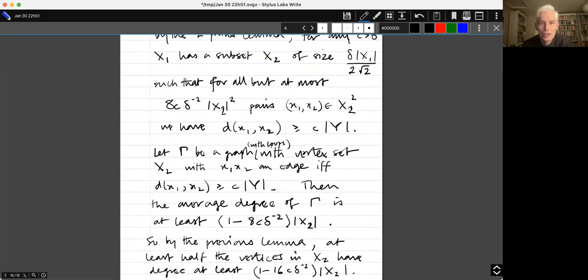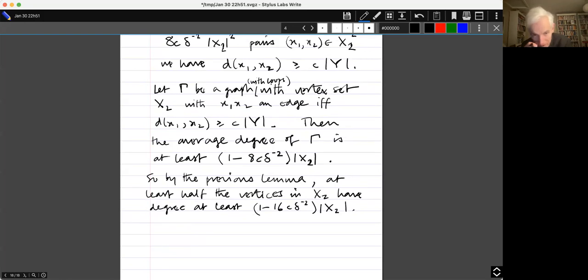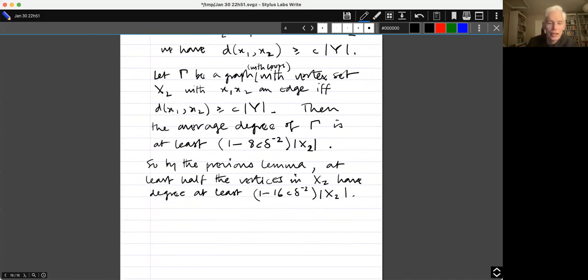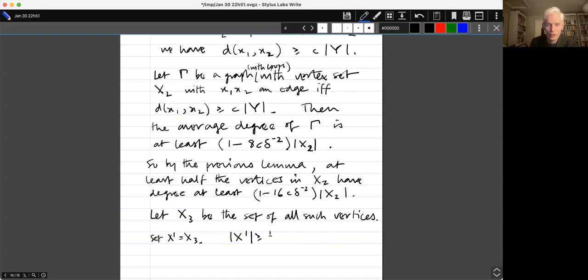But we'd passed to this subset x2, and we've been living inside x2 for all this time. So let x3 be the set of all such vertices, so all vertices that have degree at least this in gamma. And just while we're at it, let's see what size, and then we'll set x dashed to be x3. So let's see what size x dashed is. So x dashed is greater than or equal to a half x2.